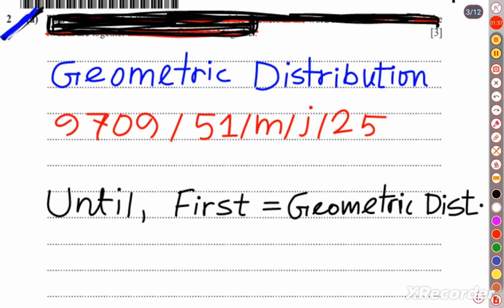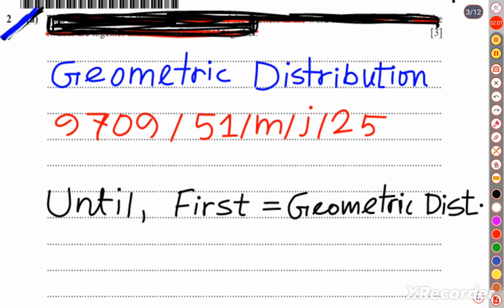And usually the question contains the words either until or first. Whenever you find one of the words until or first time, then we will directly understand that this is a geometric distribution. So simply, the definition of geometric distribution is that an experiment will be kept going until we obtain our desired outcome.